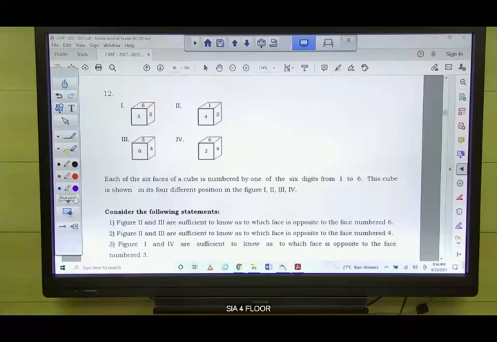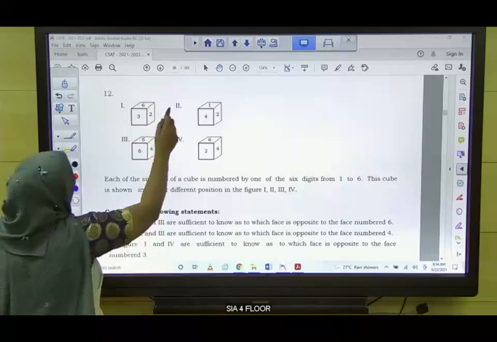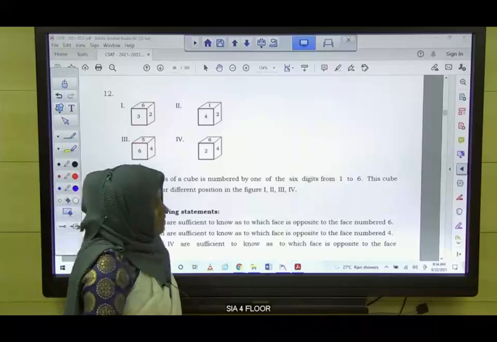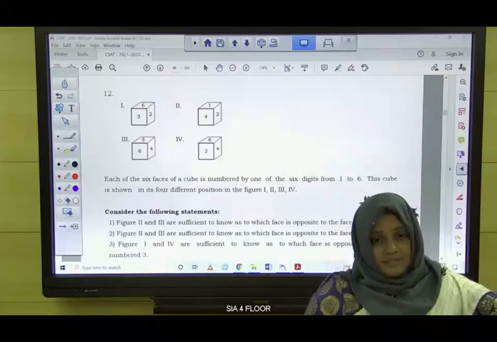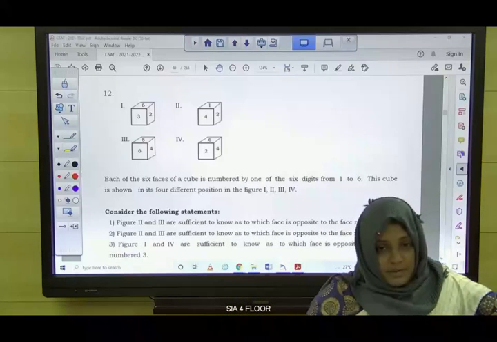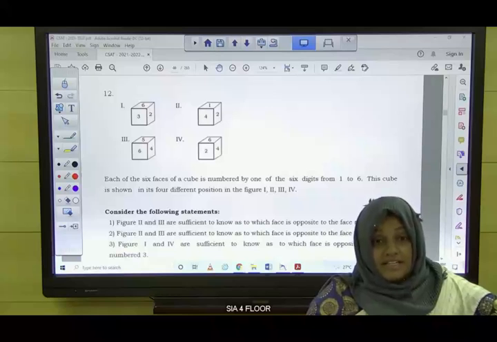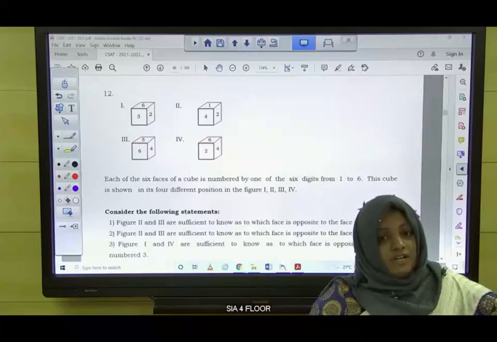Figure 2 and figure 3 are sufficient to know which side is opposite to number 6. See, this is like a data sufficiency question. You don't have to find out the answer, but you have to tell whether the data is enough or not to find out the answer.